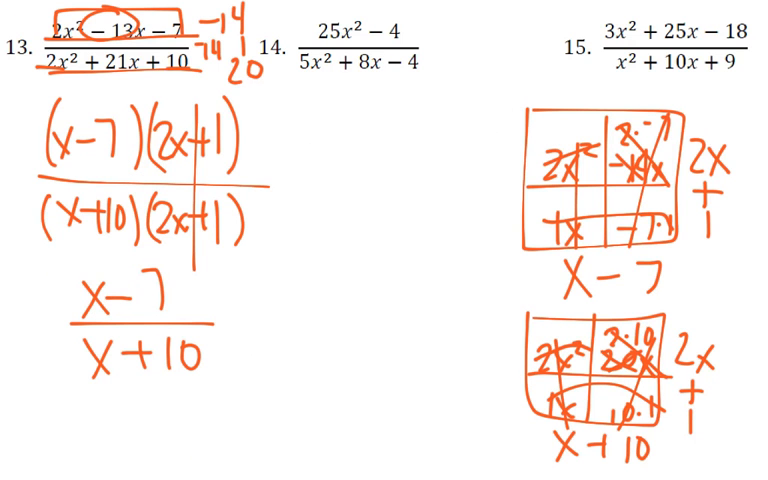Okay? So if we're looking at this one, that's the piece we eliminated. There's a hole there, and it would be at x equals negative 1/2, because you minus the 1 and then divide by 2.